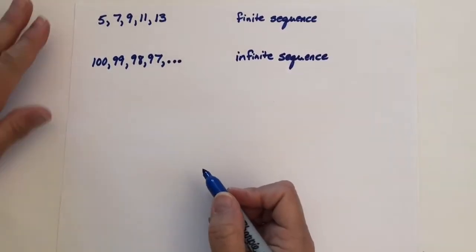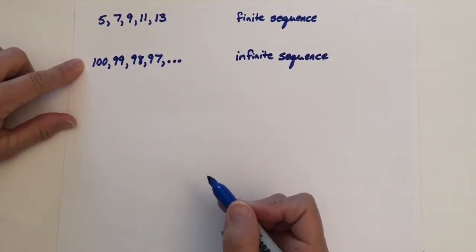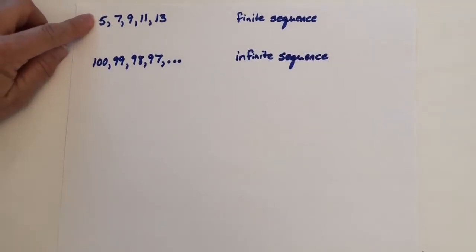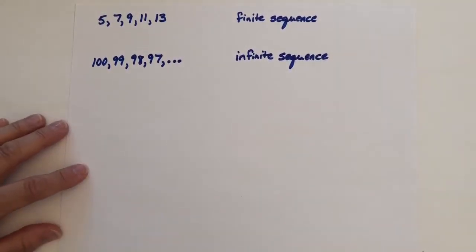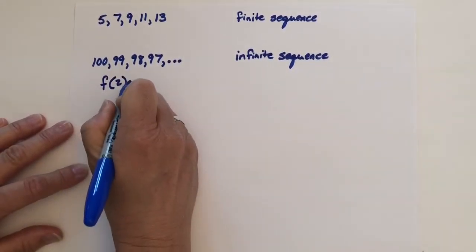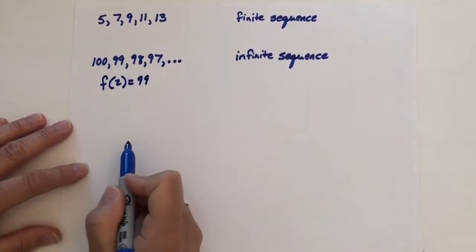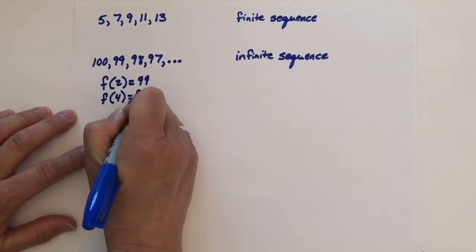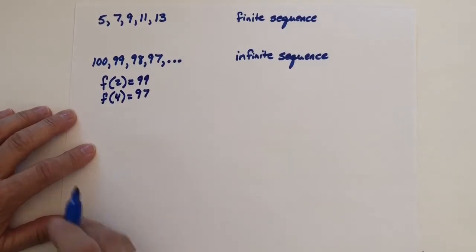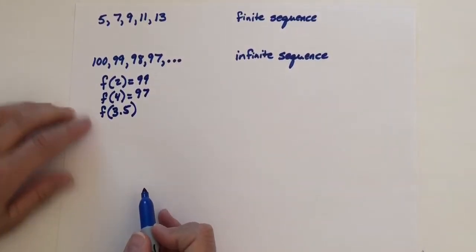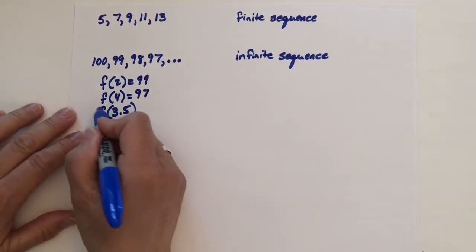Sometimes we define a sequence as a function whose domain is the set of positive integers, or the set of positive integers up to n. In this case, n would be 5. So for example, if you were just thinking of this as a function, we could say that f of 2 is equal to 99 because the second term is 99, or f of 4 is 97. And of course, we couldn't ask for f of 3.5 because we don't have a term number 3.5. We have term 1, 2, 3, and 4, and so on.